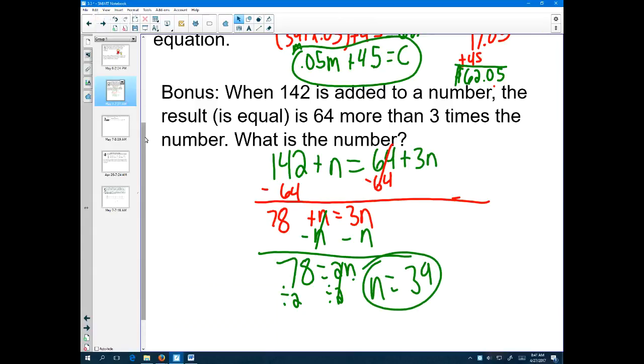Substitute. What do you mean? It can't be right. It says 140. The result has to be equal. Yeah, what's 142 plus 39? 181. Okay, what's 3 times 39?